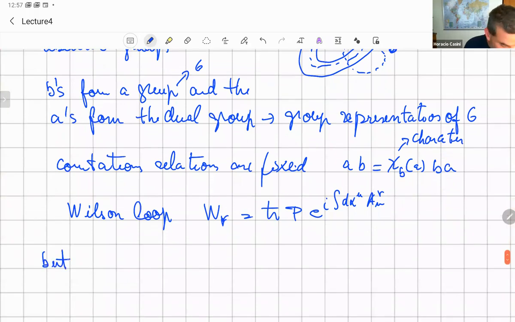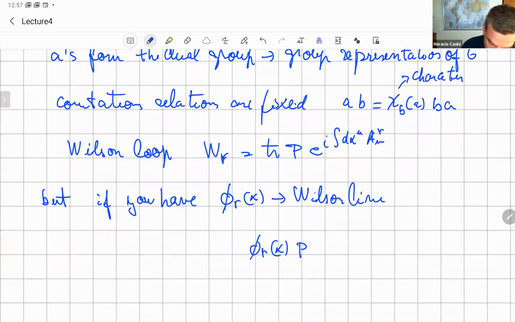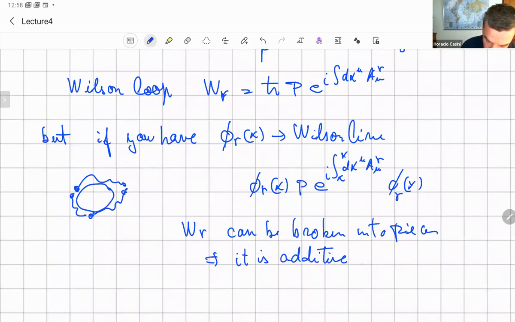However, if you have some point field of some representation R, you can form the Wilson line, and this operator is now an operator on a line. Put several of these together, and you can break a Wilson loop. So the Wilson loop in representation R can be broken into pieces, and then it's additive. So it's not a non-local operator.